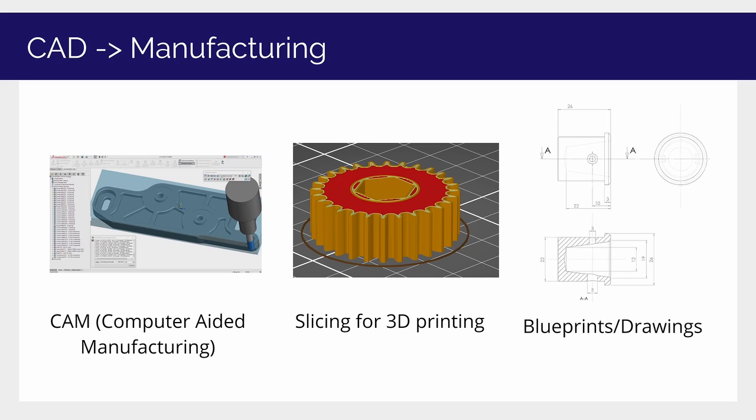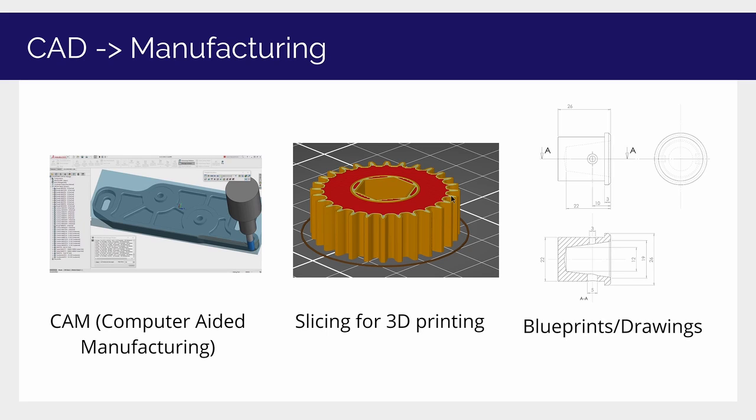Another way that CAD is helpful for manufacturing is by creating blueprints or drawings. A lot of CAD software will have a feature specifically for creating these drawings that someone who's manually machining a part could follow to know how big to make the holes or what size to cut things out.